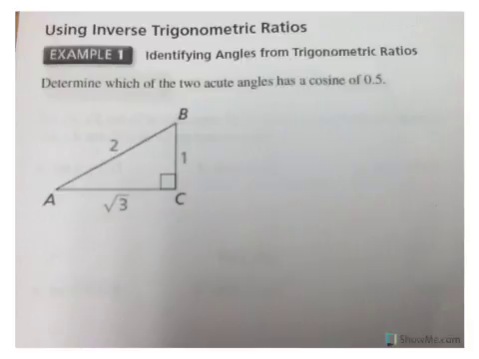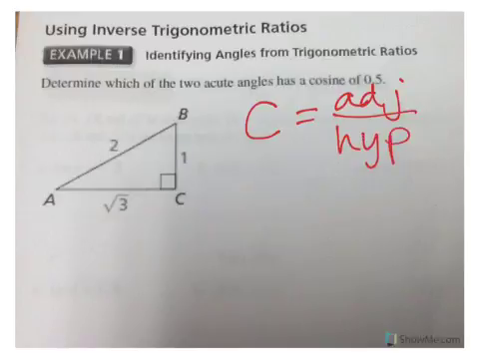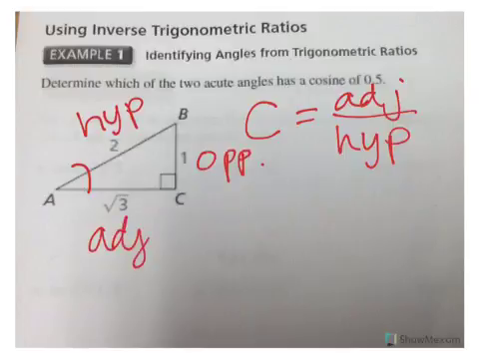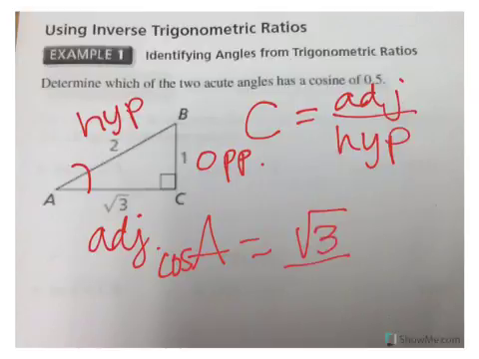Okay, so let's go practice the first one. It wants us to determine which of the two acute angles has a cosine of 0.5. And we know cosine is going to be adjacent over hypotenuse. So if we do angle A first, just labeling it, this would be our hypotenuse. And then this is our opposite to that angle, which makes this over here the adjacent.